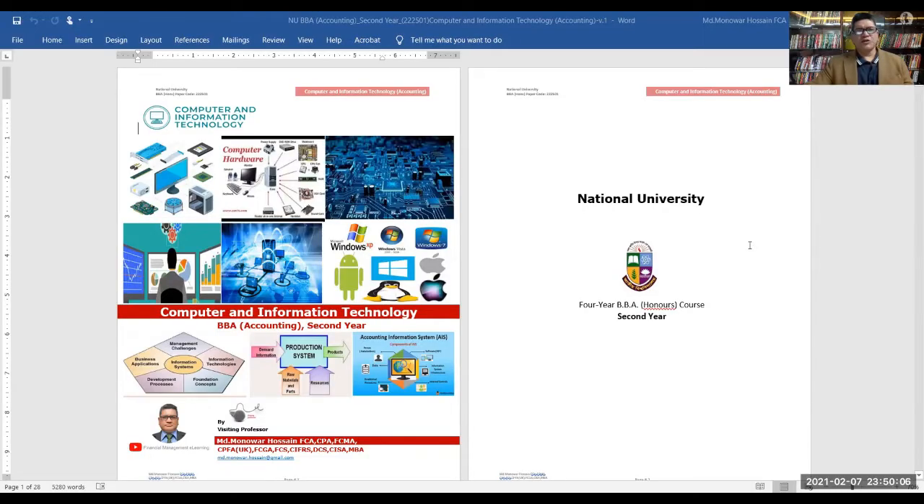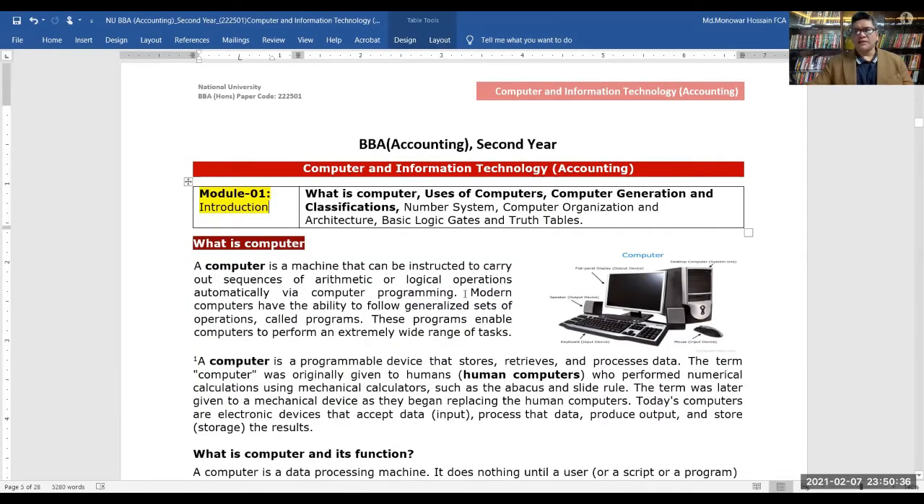We are in the Computer and Information Technology paper, BBA Accounting second year under the National University. Module 1, Part 2. Today we learn number system, computer organization and architecture, basic logic gate, and truth tables.